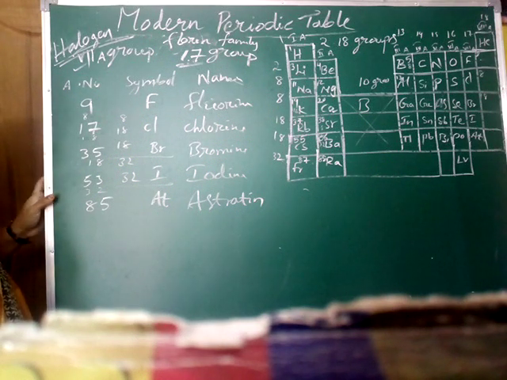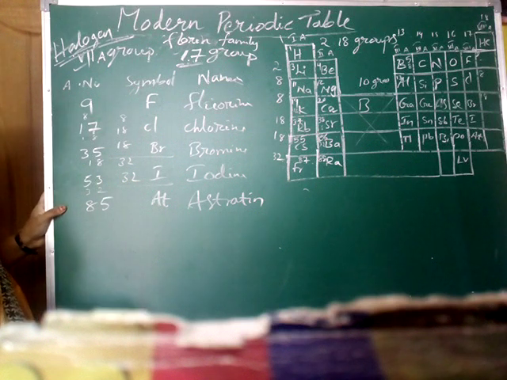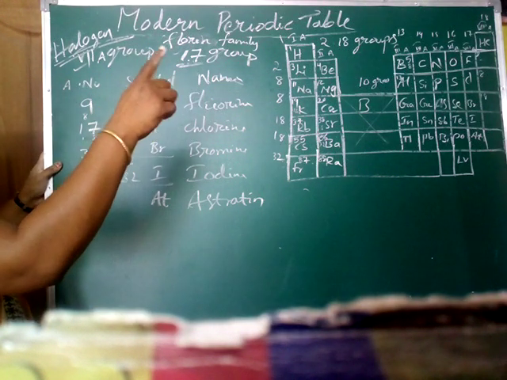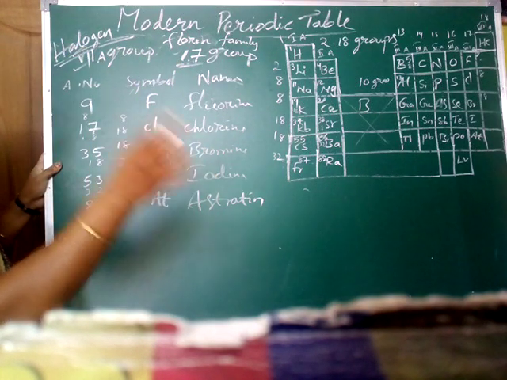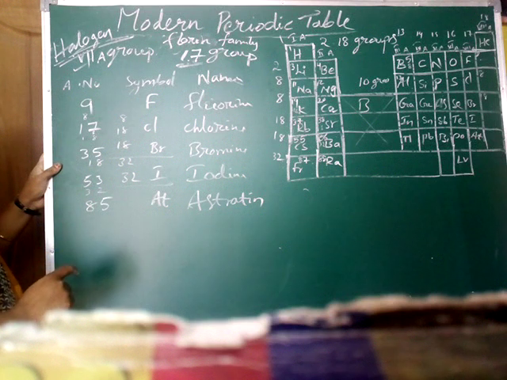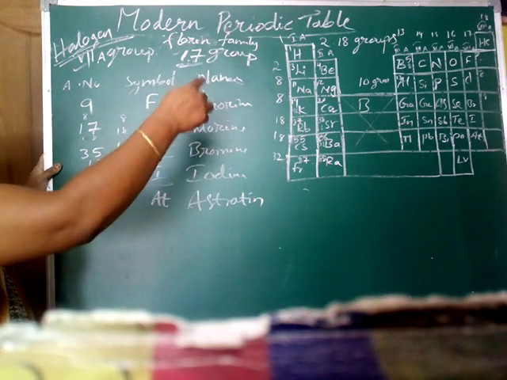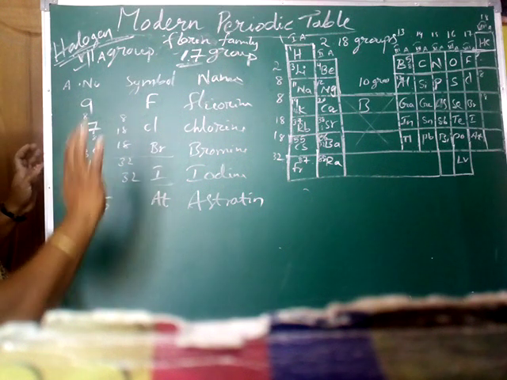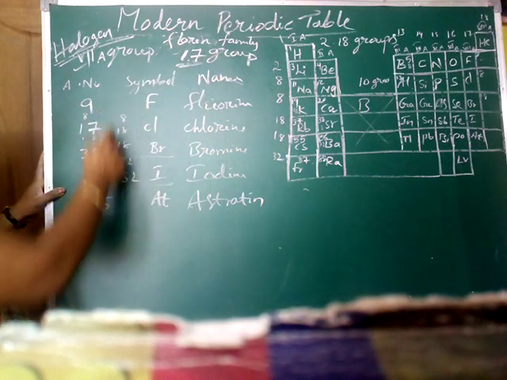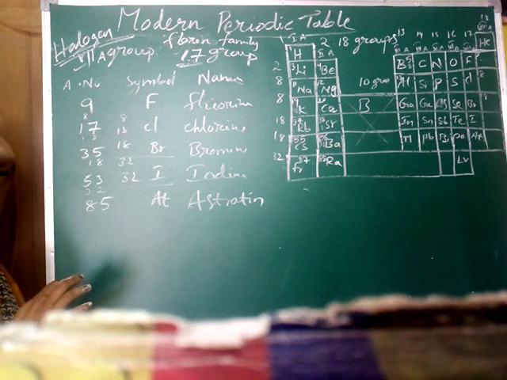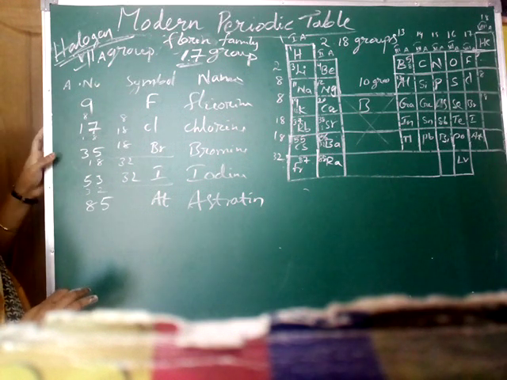No need to learn like this, very simply we can learn. But don't get confused here. When you are writing P block elements, you should add 8, 18, 18, 32, 32, not 2, 8, 8, 18, 18, 32. That order is used only for the S block. For the P block use this order. This is about the halogen family, which is called the fluorine family.